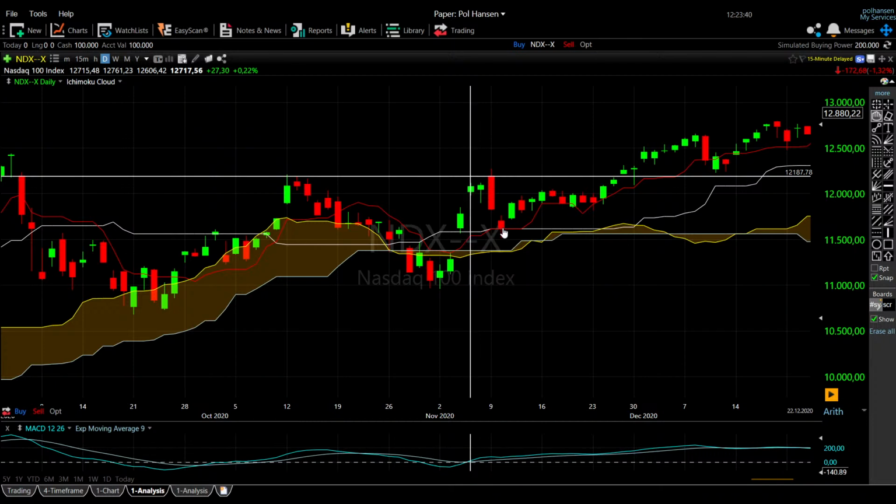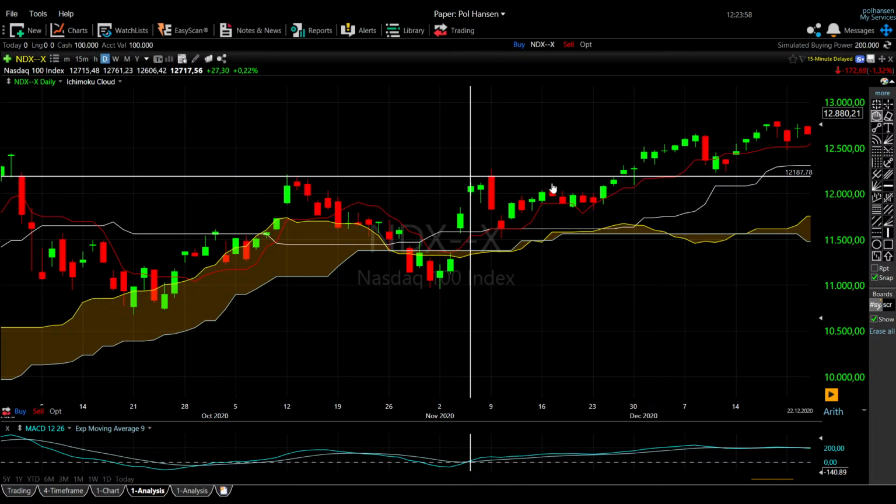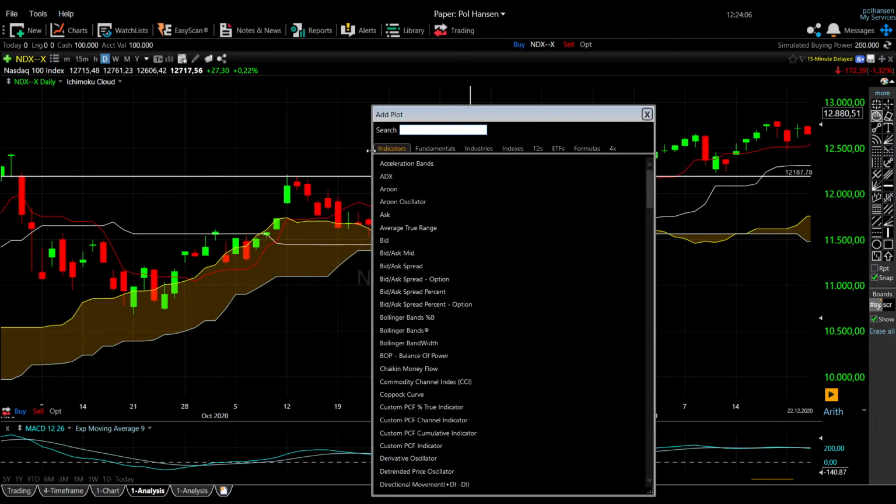So first of all, you have the crossing of the MACD. We have the crossing of the 2 moving averages for the cloud, and then we have the break of this major resistance. All of these are pointing to a very, very bullish sign that the market is going to go higher. It's like all turning in at once. Then we can also add, for example, the stochastic.